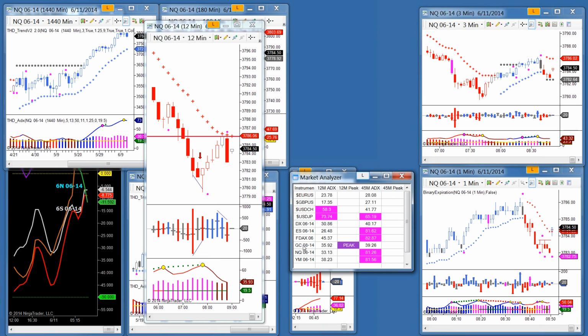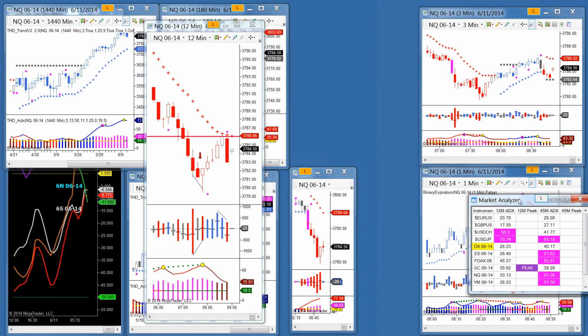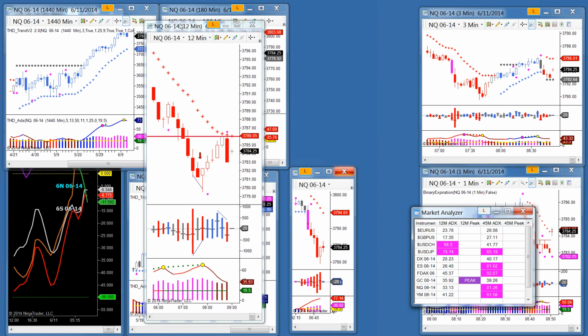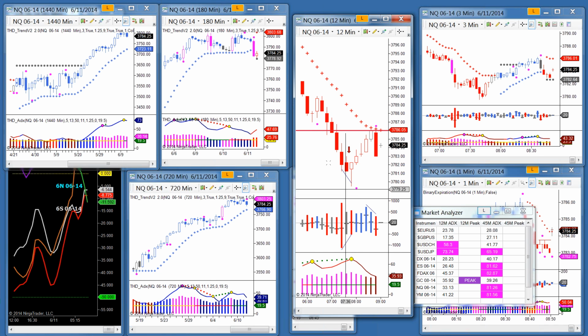We have a peak on gold, but it's not a magenta peak because this is not magenta. So does everybody understand that now?